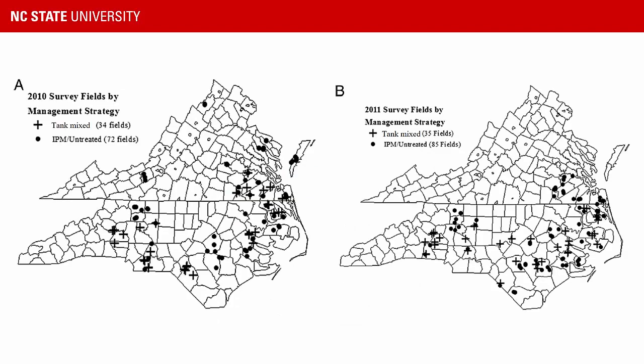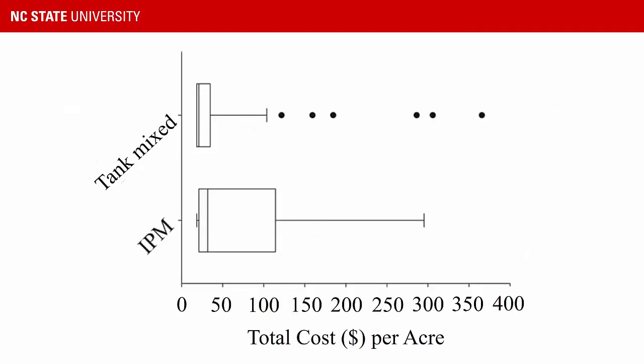We wanted to look at this on a regional basis. So in 2010 and 2011, we compared a number of fields using the tank mix strategy and using the IPM strategy. Now this was a great year to do this study because cereal leaf beetle populations were really high across the region. One of the things we did was a cost analysis.